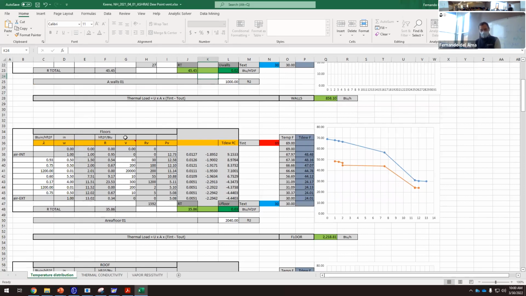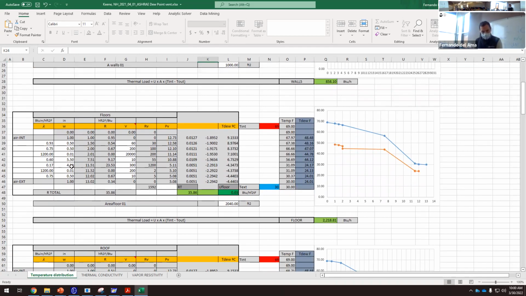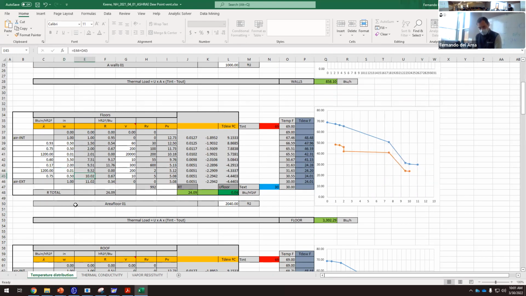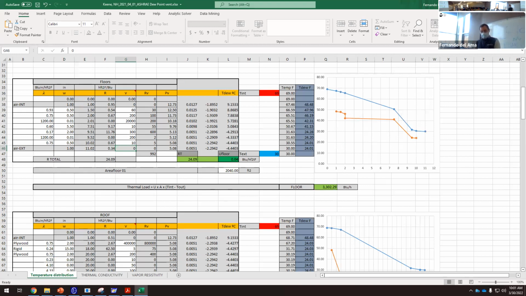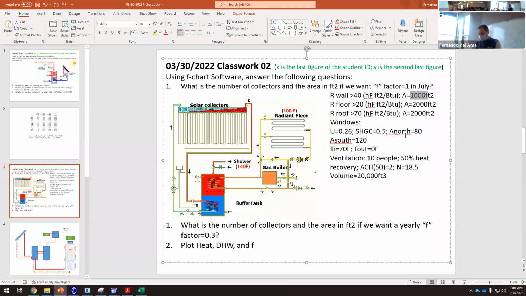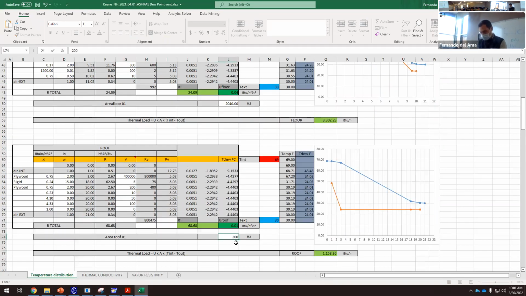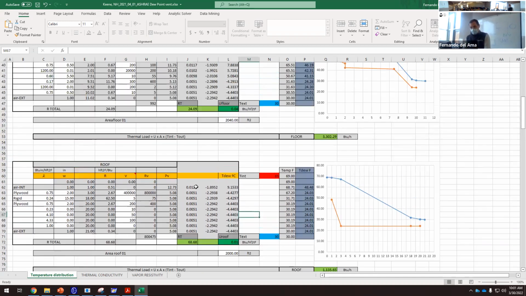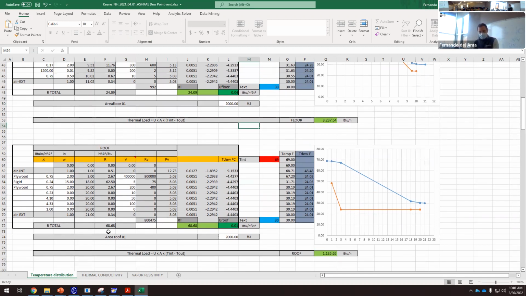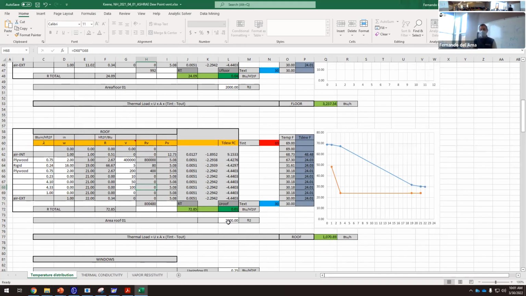Now the floor has to be above 20. So probably I can reduce this to 24, okay? So this is above 20. The area of the floor is 2,000. No, this is the floor. And the roof has to be above 70. This is 68, so I have to increase the thickness of this. Okay, now it's 72, and the area is 2,000.